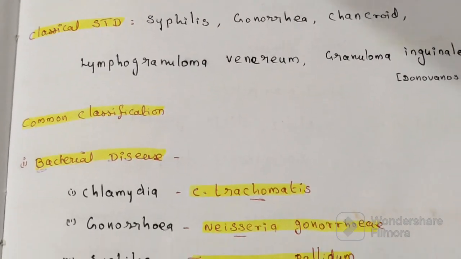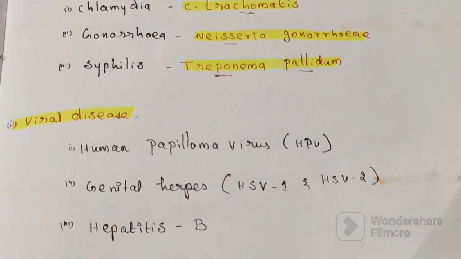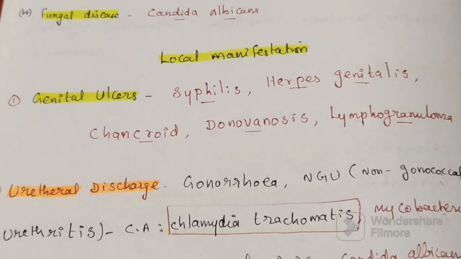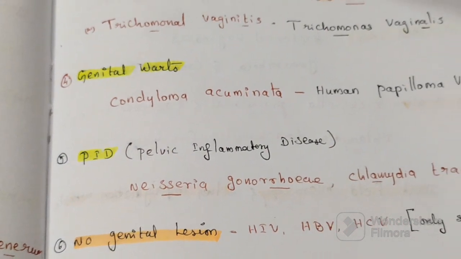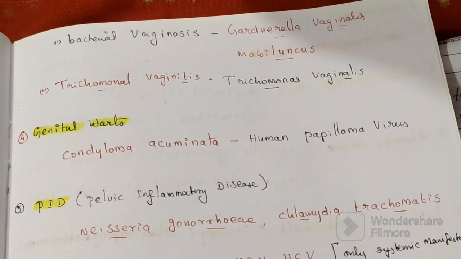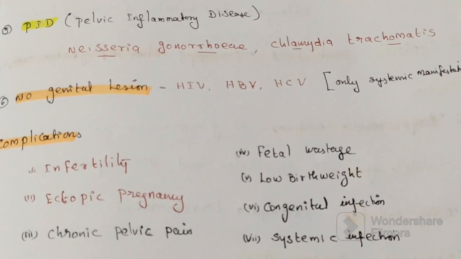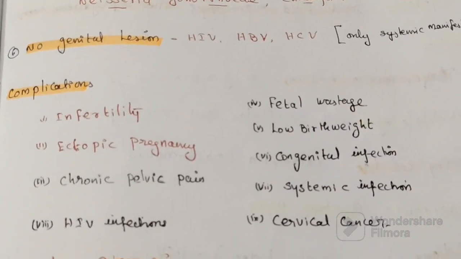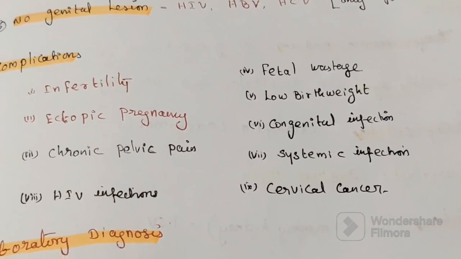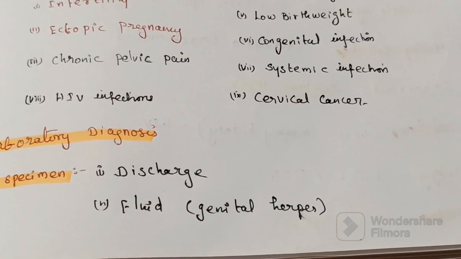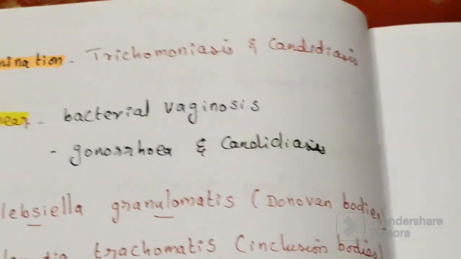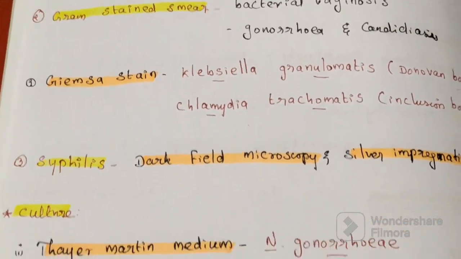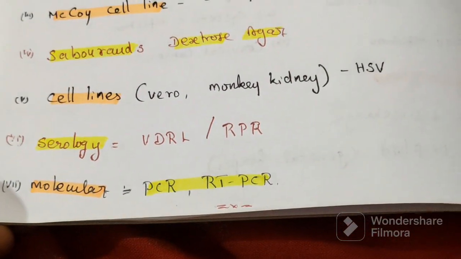It is a communicable disease. Then classification: bacterial disease, viral disease, protozoan disease, fungal disease. Then local manifestation symptoms: genital warts, pelvic inflammatory disease. Then HIV, hepatitis B and C mean no genital lesion. Complications are mainly infertility, ectopic pregnancy and cervical cancer. Laboratory diagnosis: discharge and fluid in the case of genital herpes, then microscopic method, culturing method, serological and molecular biological techniques.